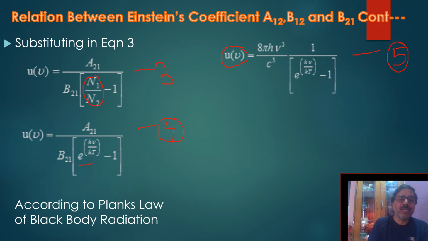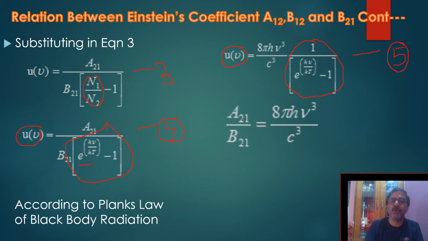Now what we can see here, this is also your total energy density, which is coming from your black body cavity. So naturally these two equations we can equate. So equation 4 and equation 5 I can equate. If I equate equation 4 and 5, then the coefficient of this term is 8 pi h nu cube by c cube, and the coefficient here, 1 upon this value, is your A21 by B21.